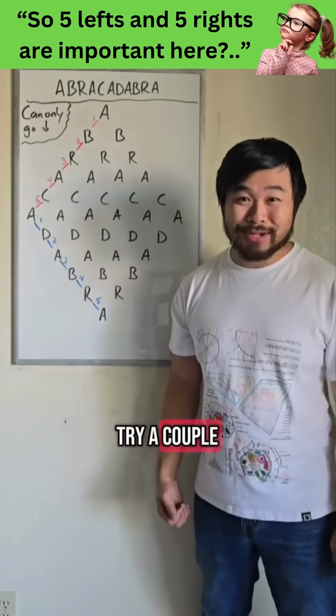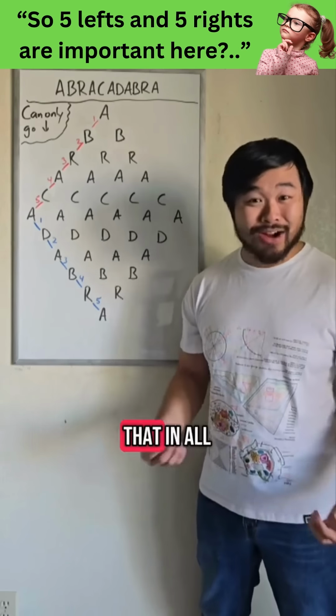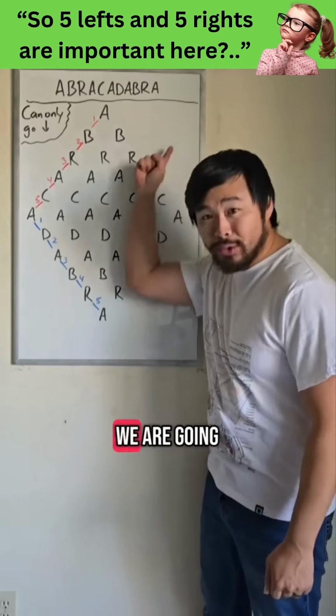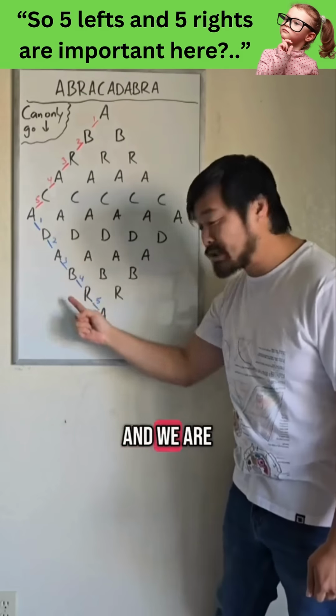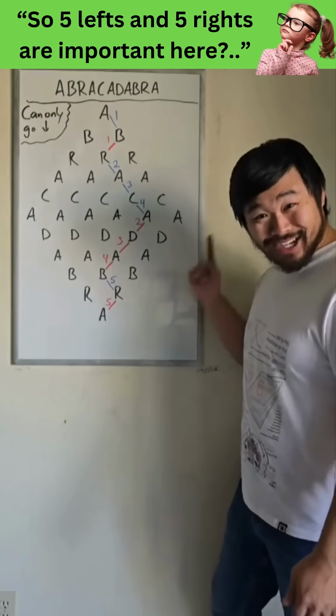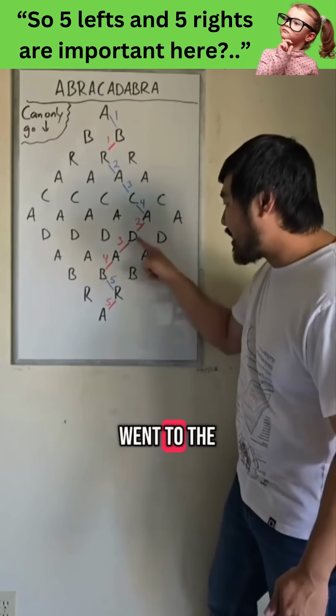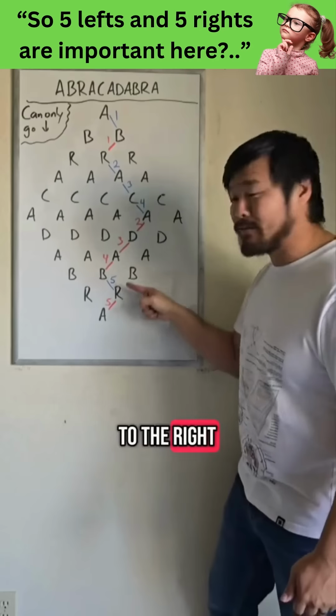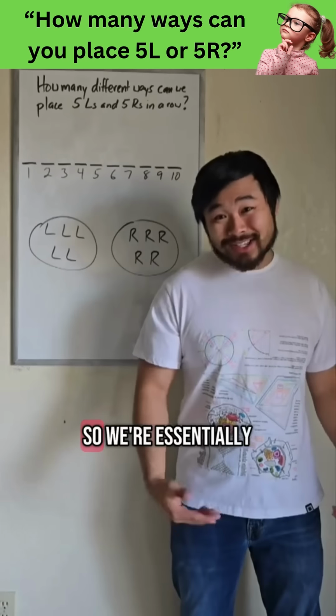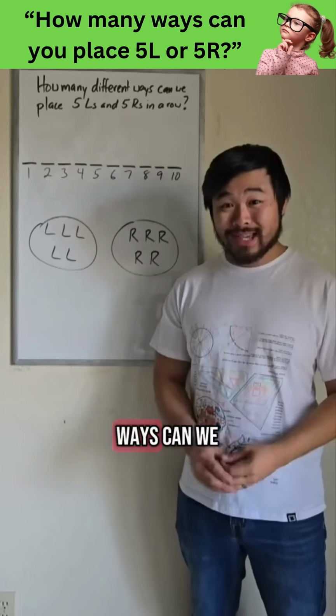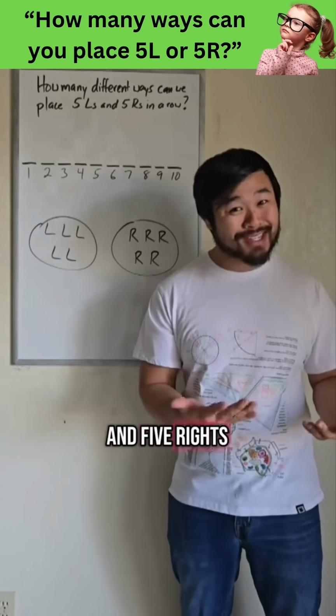Now, if we try a couple different paths, one may notice that in all of our paths, in total we are going to the left 5 times, and we are going to the right 5 times. Here was our other path. We went to the left 5 times, and we went to the right 5 times. So we're essentially asking, how many different ways can we place 5 lefts and 5 rights in a row?